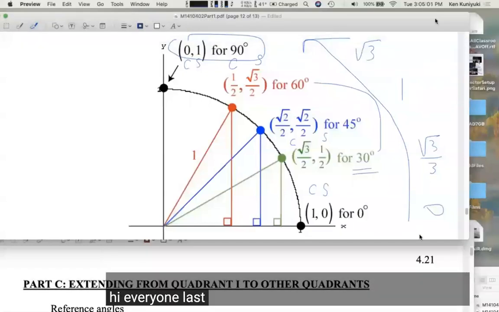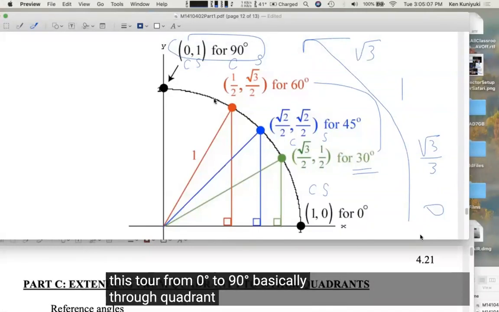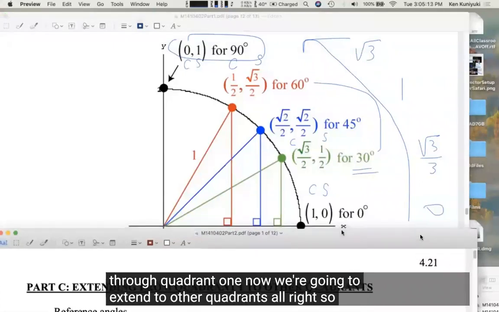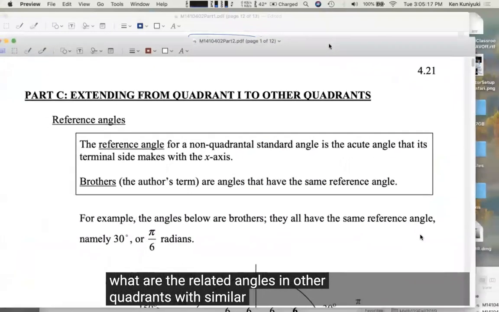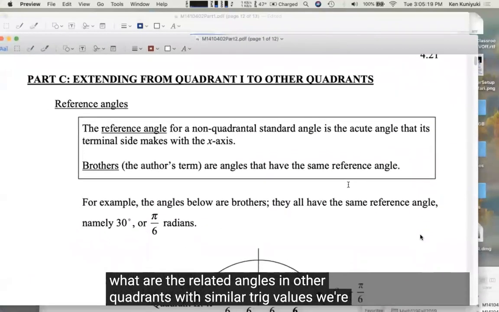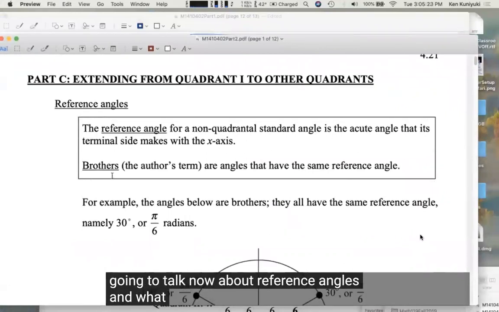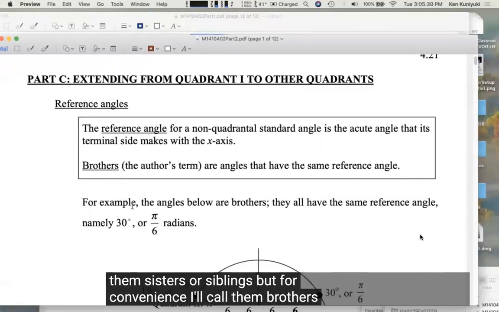Hey everyone. Last time we talked about this tour from 0 degrees to 90 degrees, basically through quadrant 1. Now we're going to extend to other quadrants. What are the related angles in other quadrants with similar trig values? We're going to talk now about reference angles and what I call brothers. You can call them sisters or siblings, but for convenience, I'll call them brothers.